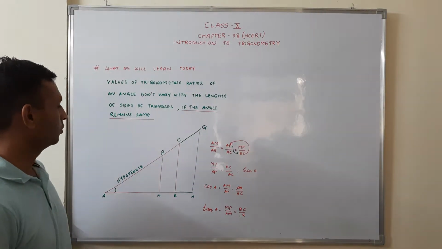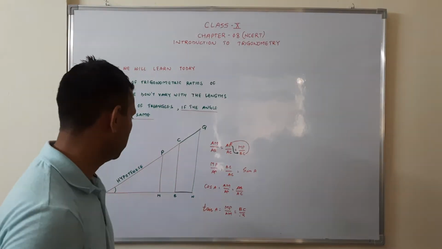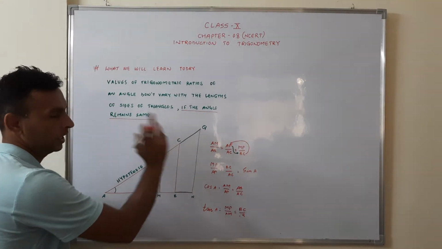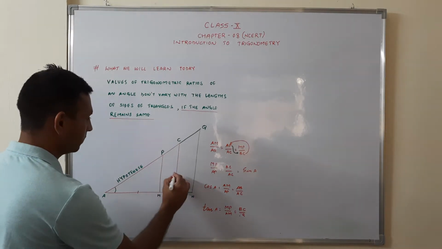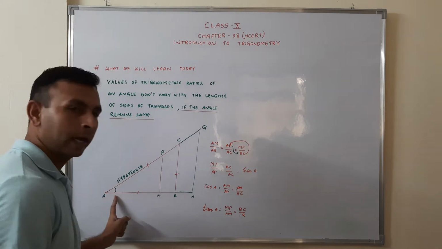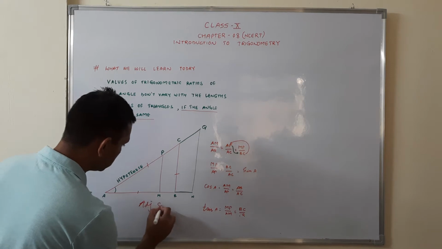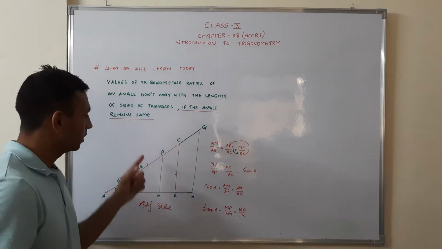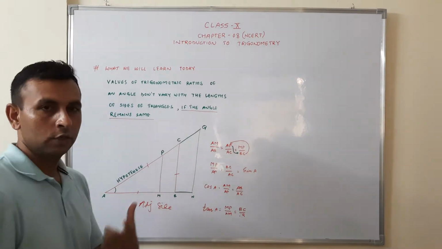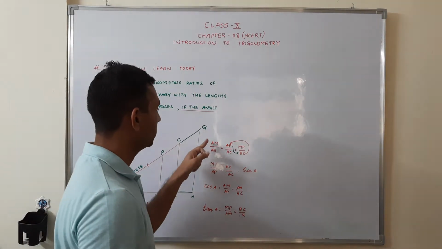So what can I do? From the corresponding sides theory or corresponding angles theory, I have made a triangle here which is ABC. Initially I have taken this triangle, this much length. So for angle A, this will be the adjacent side, and this will be the hypotenuse.